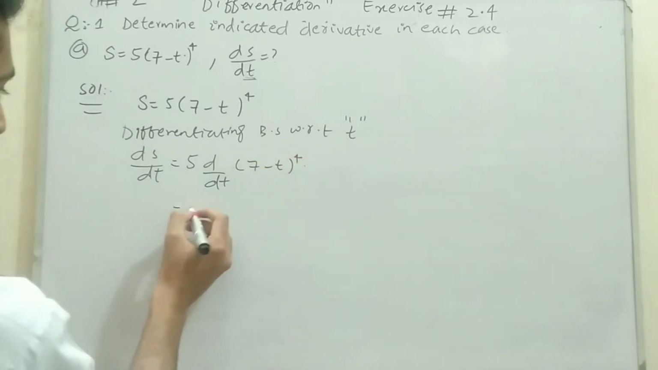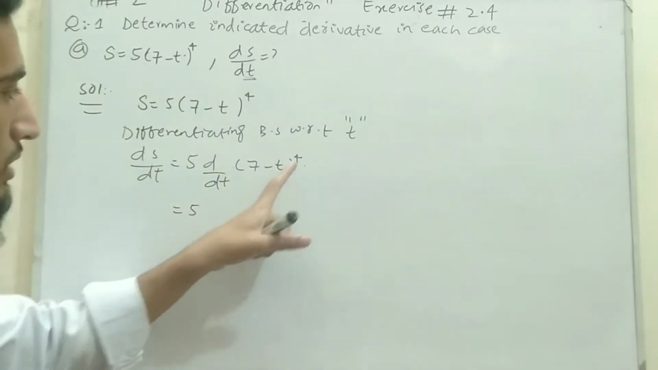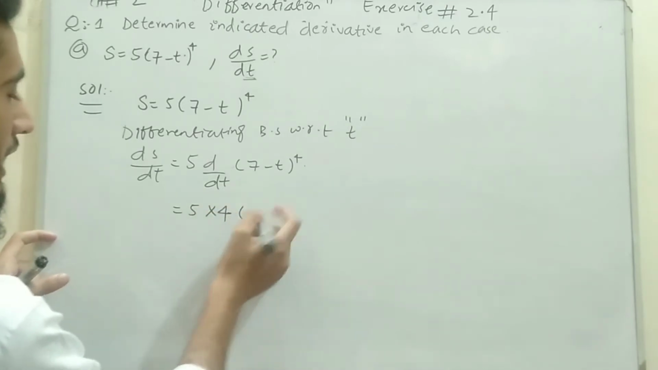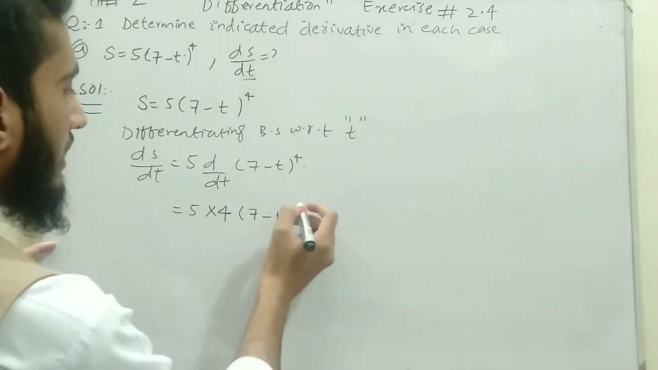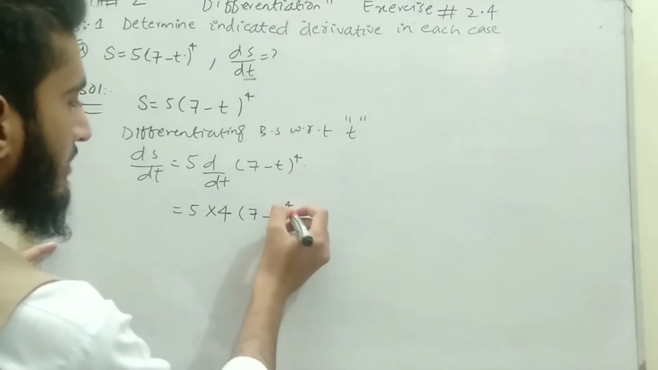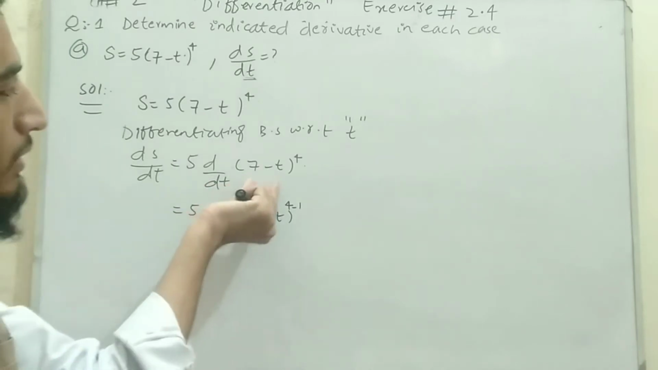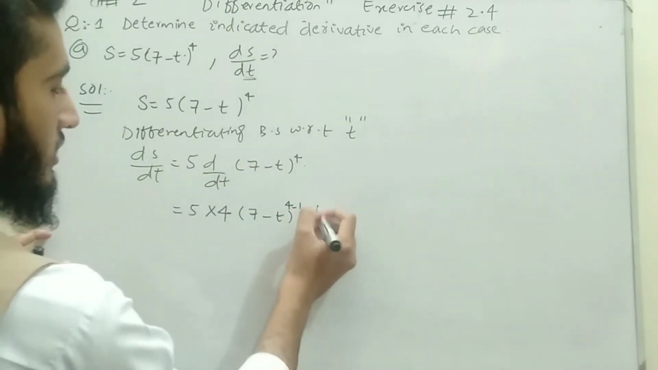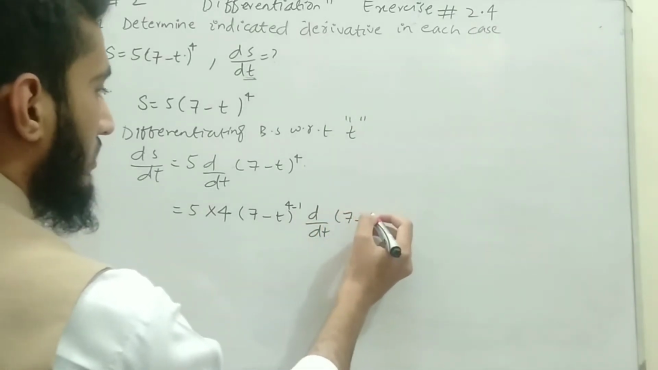After this it becomes 5 multiply. Here we will use generalized power rule. This 4 will come to the front according to the generalized power rule, and in the power we will subtract 1. So it becomes 7 minus t power, we will subtract 1, so it becomes 4 minus 1. Here remember, we will also take the derivative of this inner function. So the inner function is 7 minus t, so we will differentiate this also.